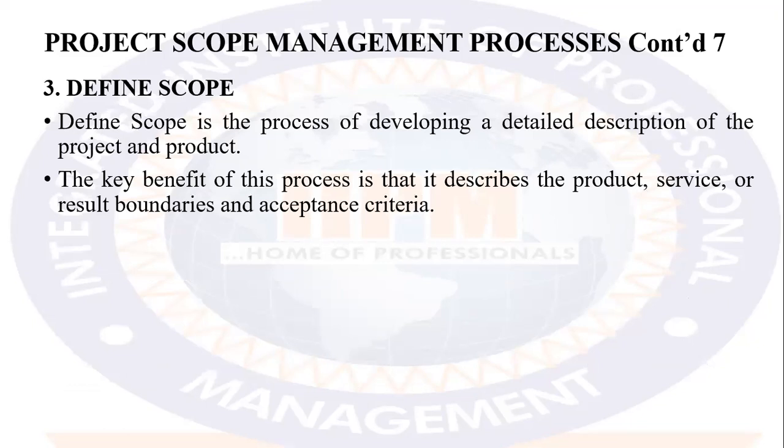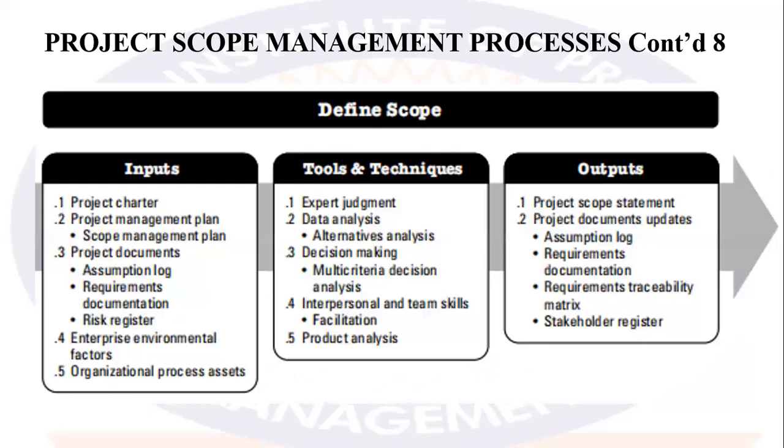Having understood what they need, the next thing is to define the scope, produce your scope statement so that you will be sure and there will be an agreement between the project manager and the project sponsor to say, yes, this is exactly what we want to work on. Defining scope is the process of developing a detailed description of the project and product. The key benefit of this process is to describe the product, service, or result boundaries and acceptance criteria.